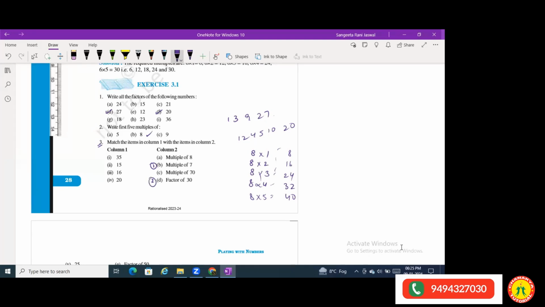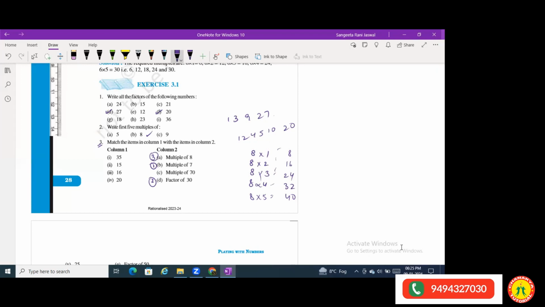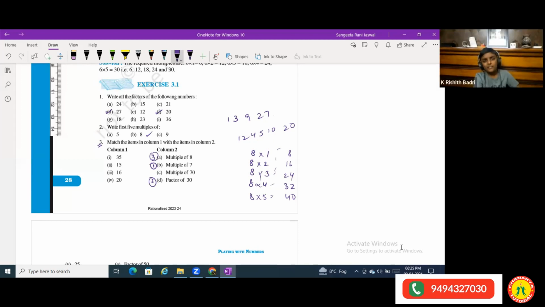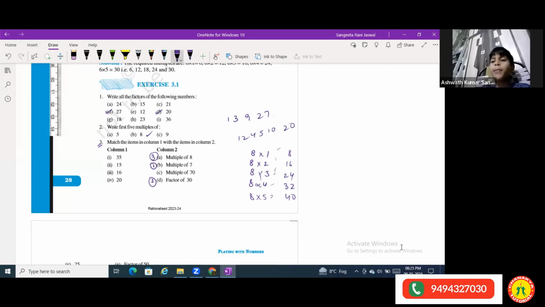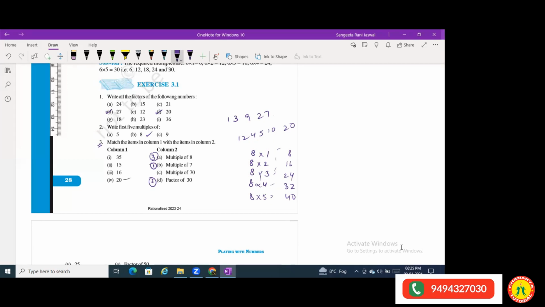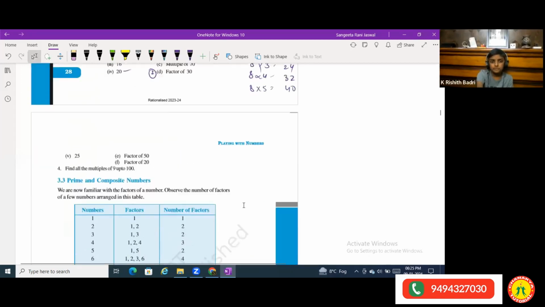Okay. Ma'am, multiple of 8. Multiple of 70. Ma'am, how is it a multiple of 70? It's not a multiple of 70. Ma'am, down there are some more bits. Actually, it is. Because down there are more numbers.